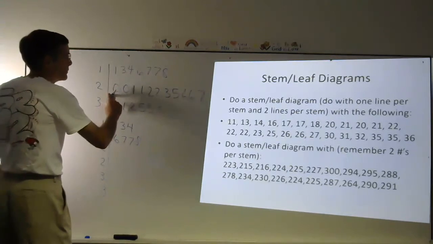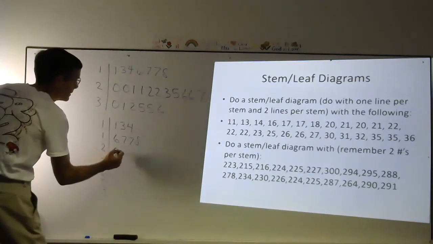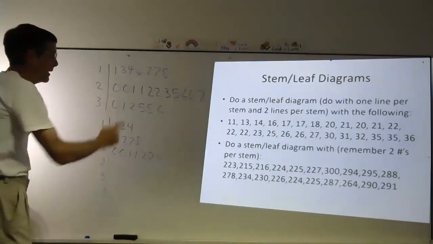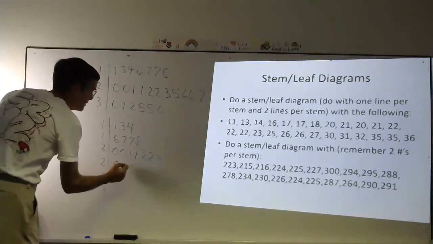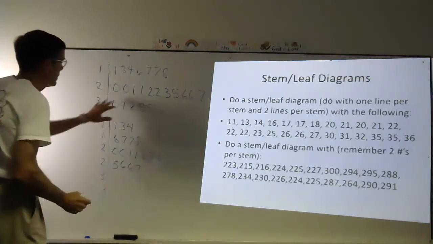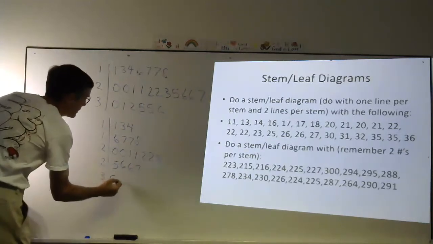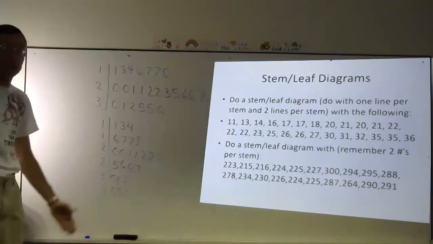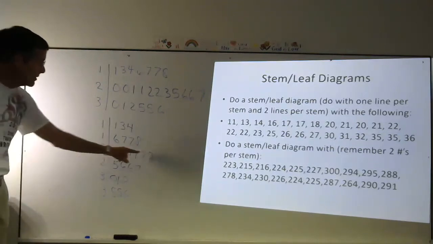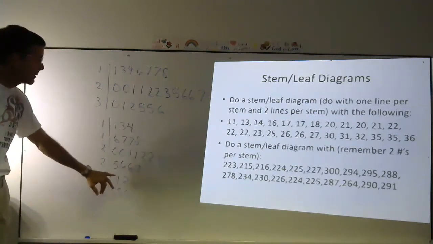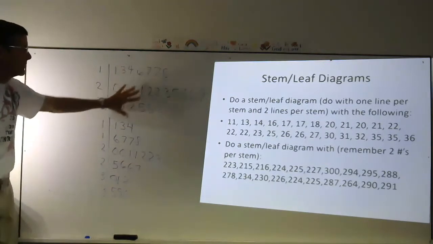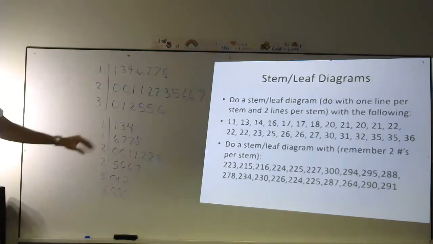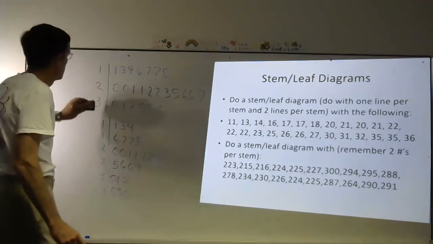Now here, I'm going to go from 0 through 4. So I have 20, 20, 21, 21, 22, 22, 23. And then I have 25, 26, 26, 27. For the threes, I have 30, 31, 32, 35, 35, 36. I think that's much, much better in showing you the data. You can see this bar is higher than any of the other ones, which is not shown as nicely up here. So that's a great way to do your stem and leaf diagram.